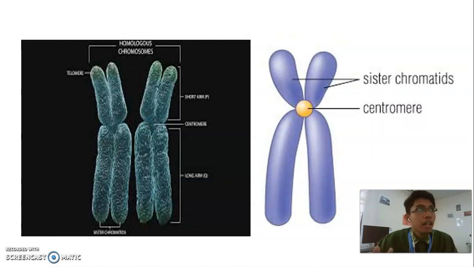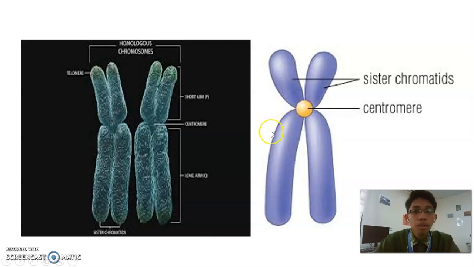I guess every one of you might be confused about what a homologous chromosome is and what sister chromatids are. As you can see here, this one set we call sister chromatids, and they have a centromere where the chromatids join together.